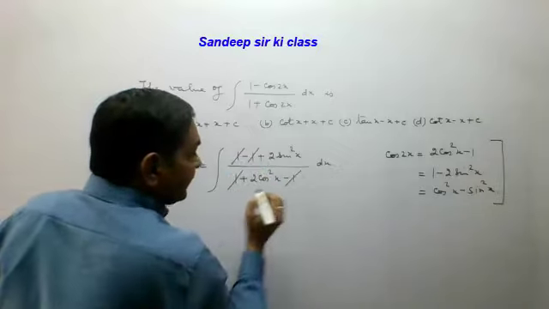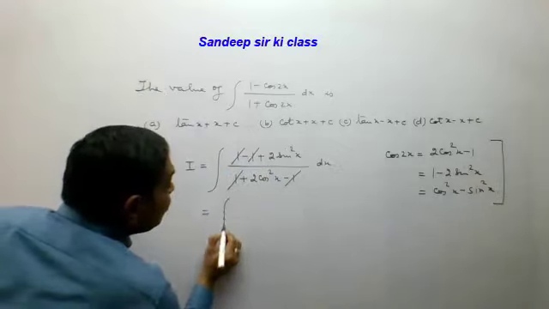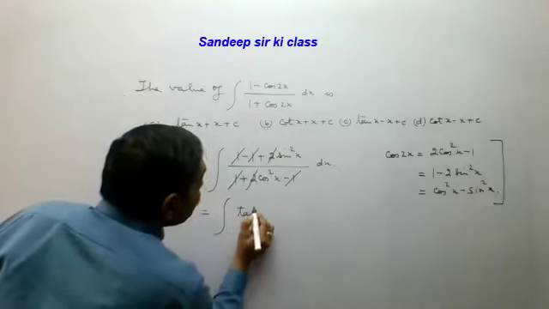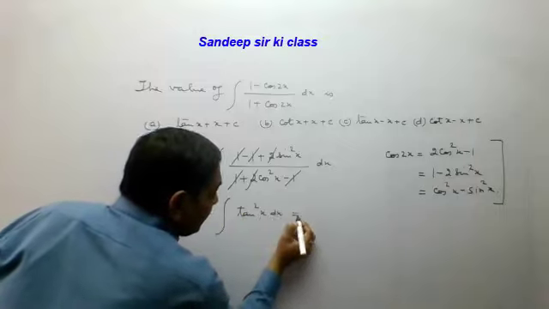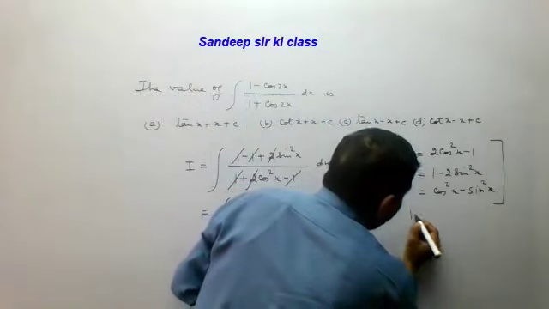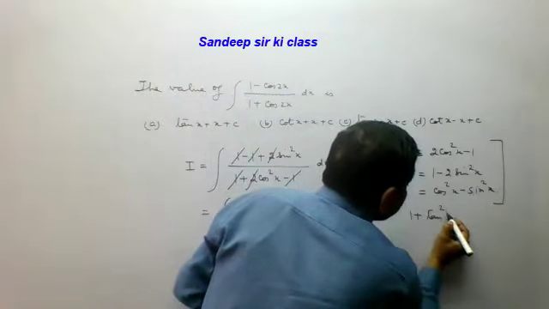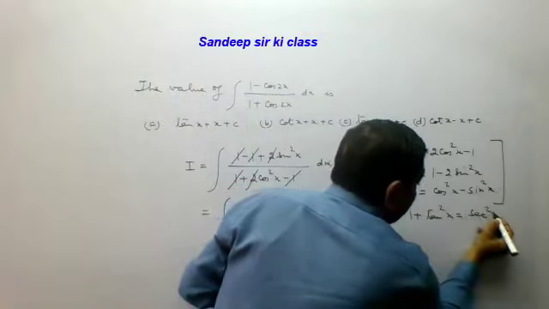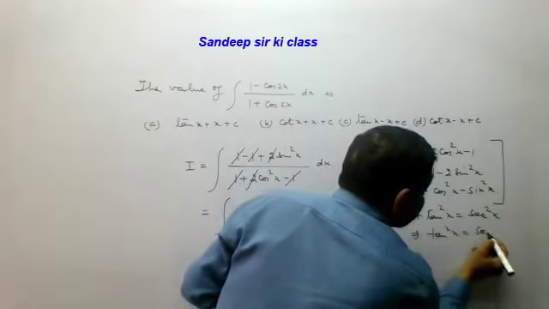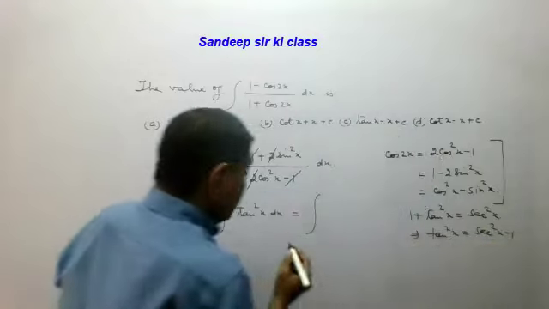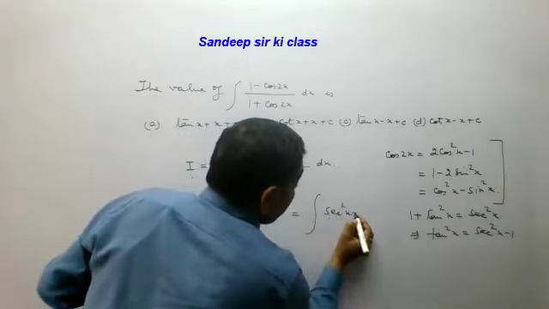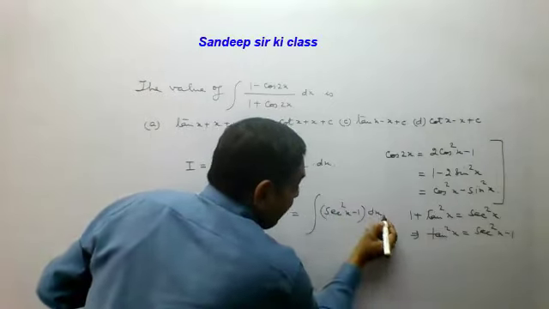Here 1 cancels this 1. This is equal to, now 2 and 2 are also cancelled. So it will be tan square x dx. This is equal to integration. Now we have the trigonometric formula that 1 plus tan square x is equal to sec square x. So tan square x can be written as sec square x minus 1. So I am writing tan square x as sec square x minus 1 dx.